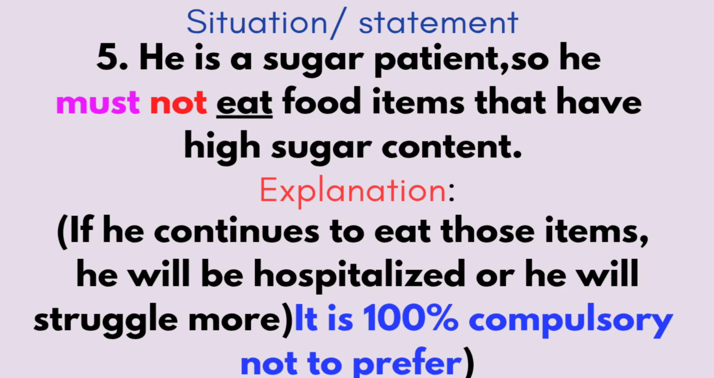He is a sugar patient, so he must not eat food items that contain high sugar. I hope it is clear. Whenever must is used, it means we must not do that 100%, not 90% or 99%, 95%. 100% we must not do that. We will see the last example, okay?